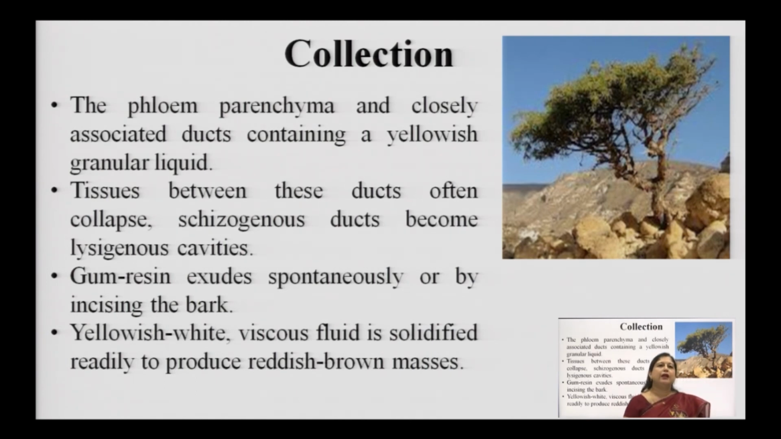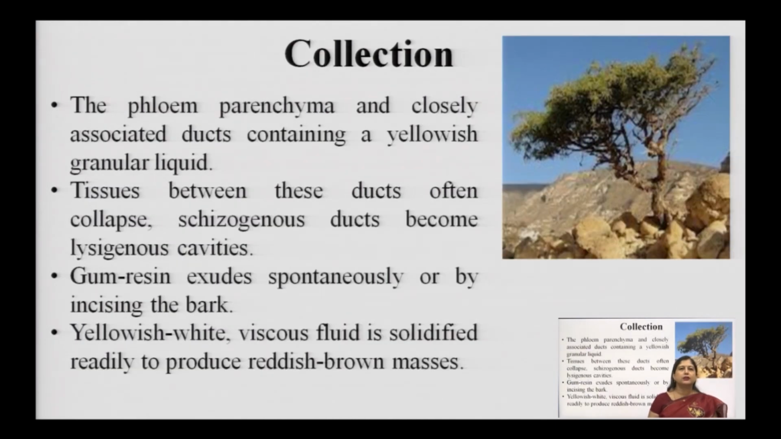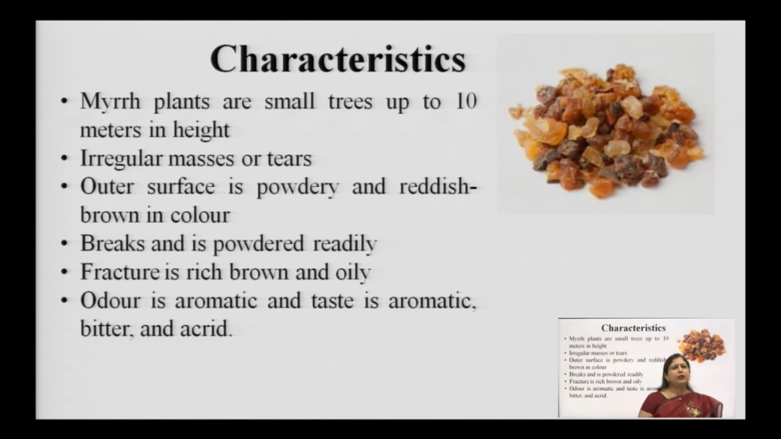So, this gum then starts exuding gradually from these cavities outside the bark. We can make an incision, or sometimes directly there is a release of yellowish white viscous fluid, and it gradually solidifies to produce a reddish brown mass of myrrh. So, the characteristics of myrrh are that they are small trees up to a height of 10 meters, as we saw in this picture. This is the tree of myrrh, about 10 meters in height, and they consist of irregular masses or tears.